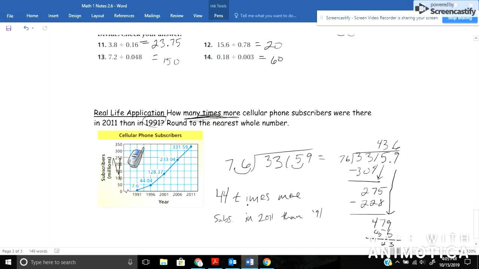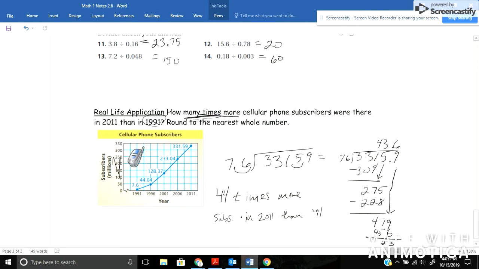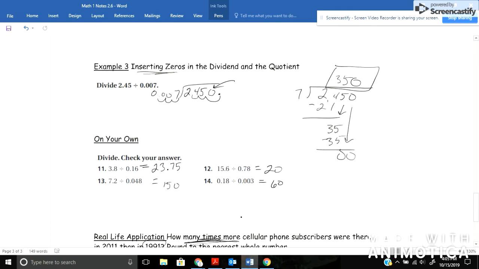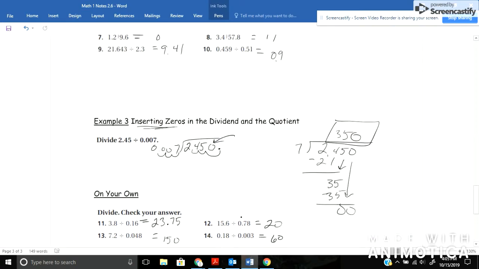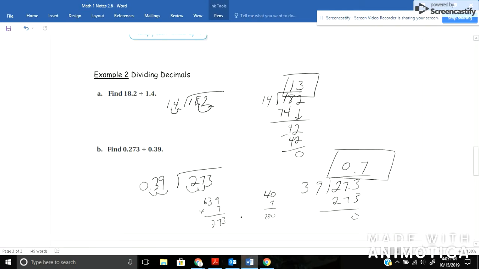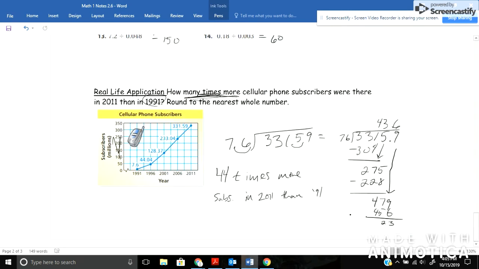Technology changed so fast. Like I said, these used to be great, man. But okay, hopefully that makes sense for 2.6. The biggest thing would be keeping track of that decimal point, making sure you're multiplying by a factor of 10 to get your outside number, your divisor, to a whole number. Okay. If you have any more questions with that, please feel free to ask, and we'll see you next time.